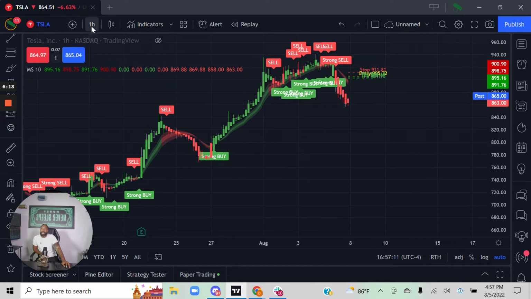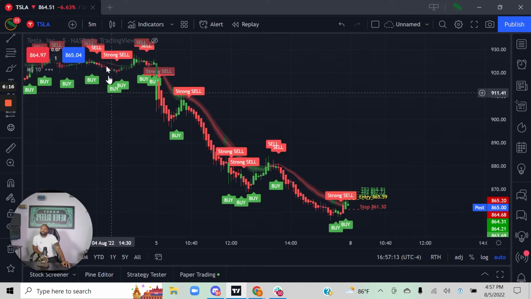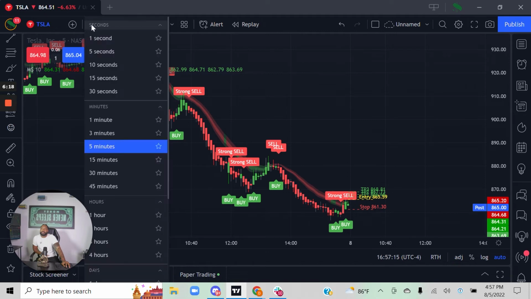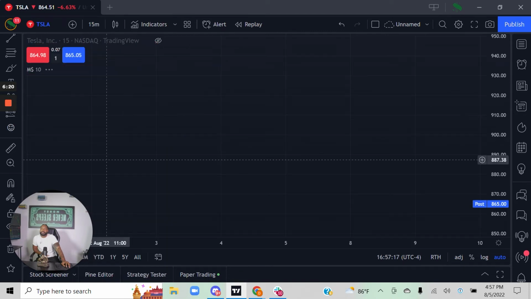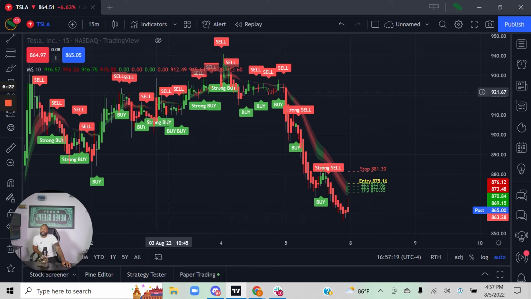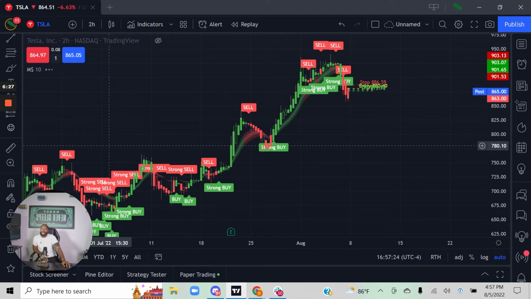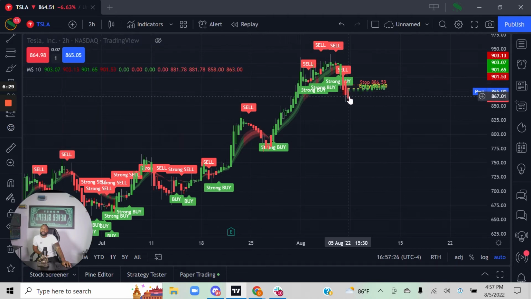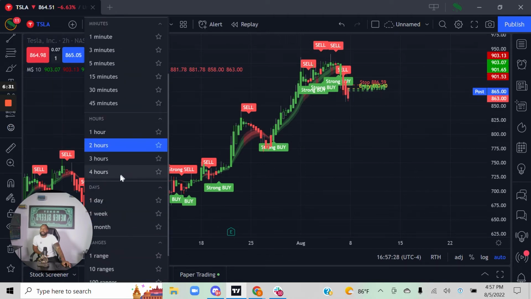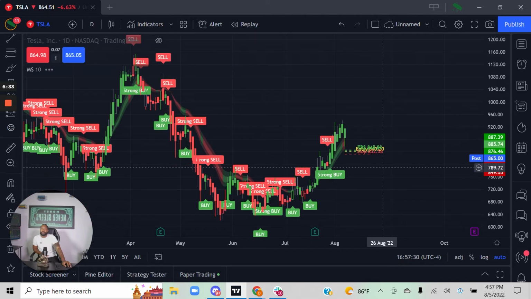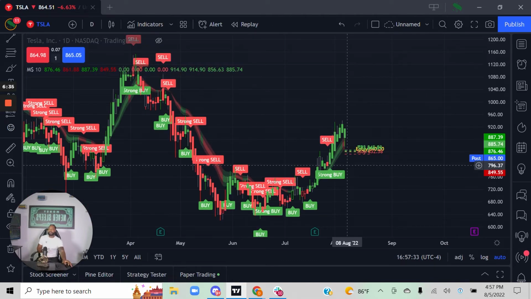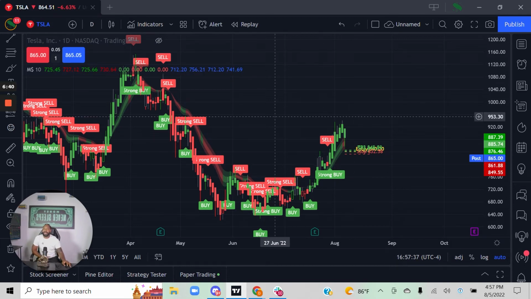Then you can look at the 5 minute, which is in a buy, the 15 minute, which is in a sell, okay? The 2 hour, which is in a sell, and the 1 day. Okay, and the 1 day is in a buy. So we got some conflict on the shorter time frame. So if I was looking for an option here, it's conflict, and I would actually skip this trade if I was looking for a shorter time frame.